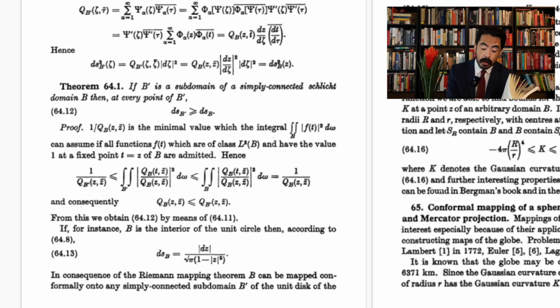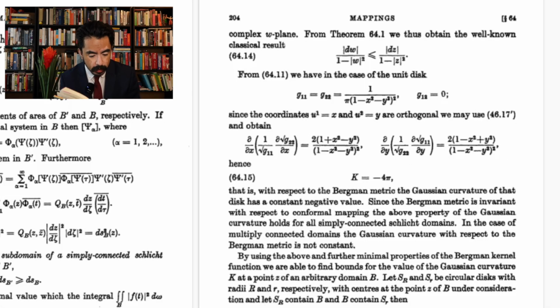In consequence of the Riemann mapping theorem, B can be mapped conformally onto any simply connected subdomain B prime of the unit disk of the complex W plane. From theorem 64.1, we thus obtain the well-known classical result: the magnitude of dW over 1 minus the square of the magnitude of W is less than or equal to the magnitude of dz all over 1 minus the square of the magnitude of z.